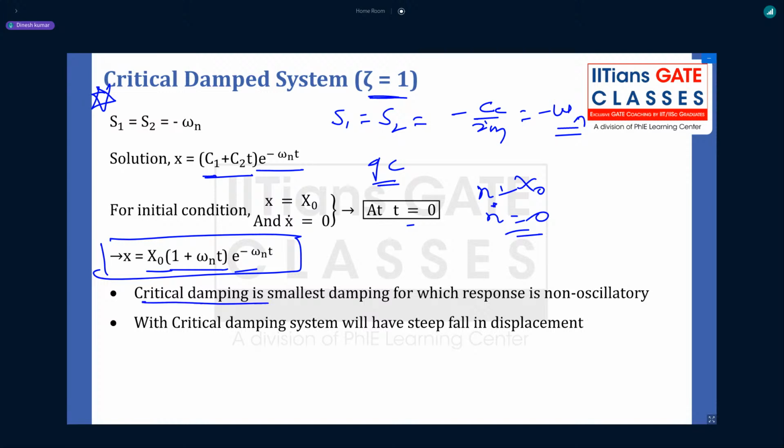Now critical damping is what? The smallest damping for which the system will have non-oscillatory motion. Any damping lesser than critical damping will have what? Oscillatory motion. And with critical damping, the system will have a steep fall in displacement, or the system will take minimum time to come to rest. So that's why critical damping is preferred for any mechanical system.